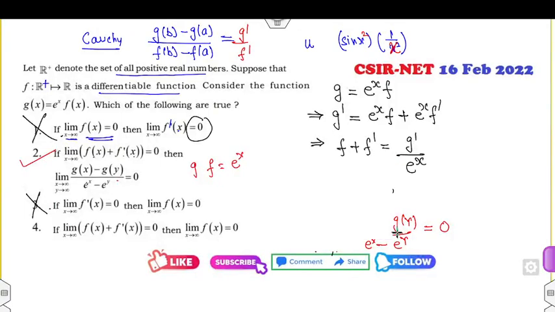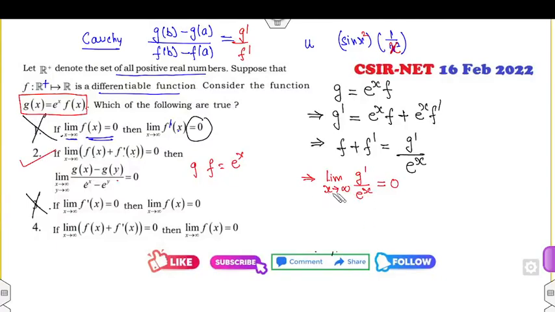Now look at the fourth result. If the limit, again this part will be 0, that means the limit as x approaches infinity of g dash over e raised to power x will be 0. Now, once this is 0, your target is to find the f(x). Clear? Now, as x approaches infinity, this denominator term will always go to infinity.